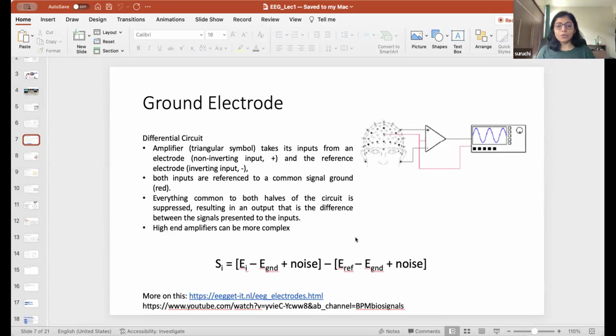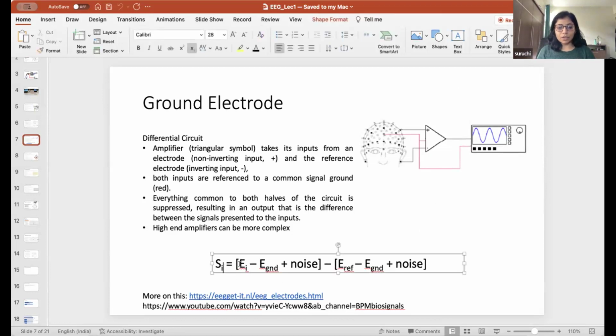When you have a ground along with active and reference, you take a reading from one electrode, subtract the ground from it, and there's some noise. And then you subtract reference minus ground from it. So instead of E_i minus E_ref, we subtract ground from both of them first. That takes care of the noise element better. But mathematically, you can see this gets cancelled out and it becomes E_i minus E_ref. So the position of the ground actually doesn't matter that much. But it is good to have it because when you're doing this subtraction and this subtraction, it reduces the noise.